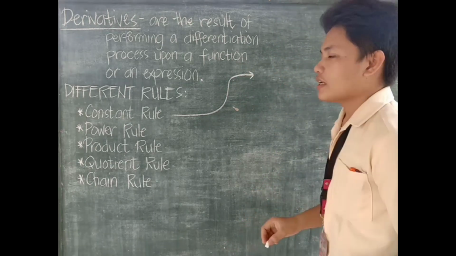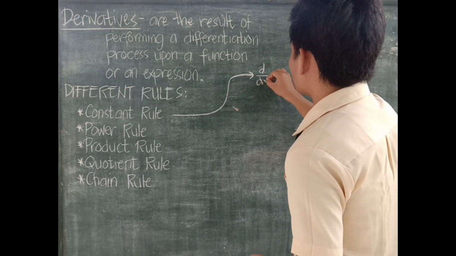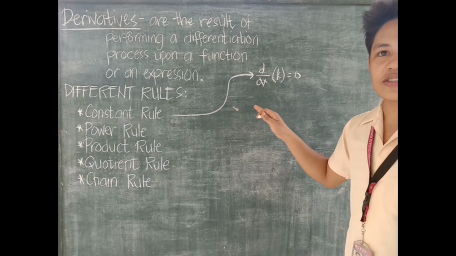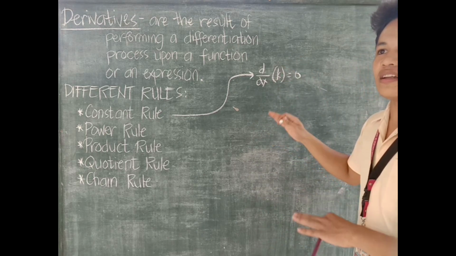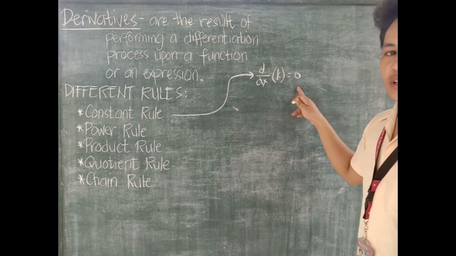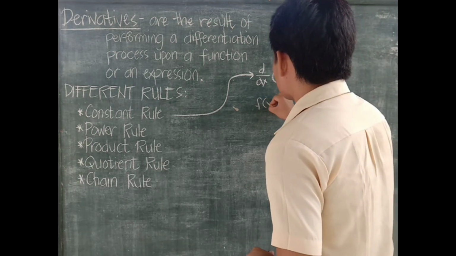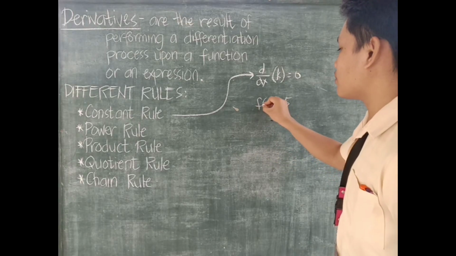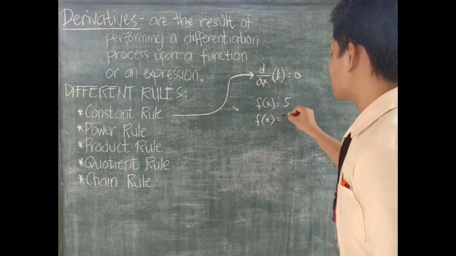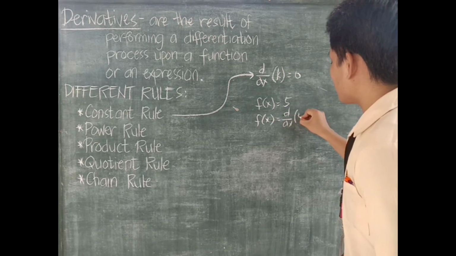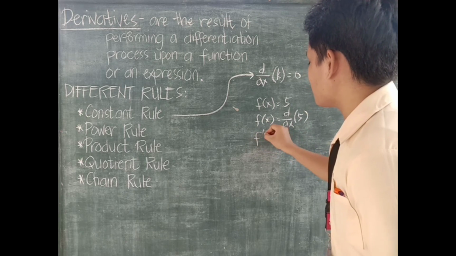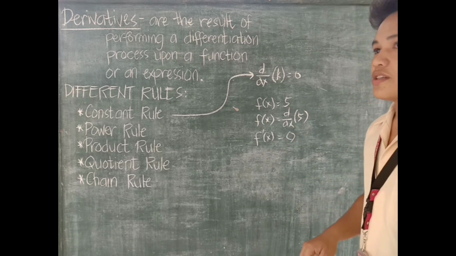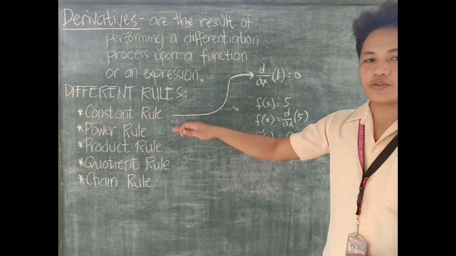When we say constant rule, it says that the derivative with respect to x of k is equal to 0. So, the derivative with respect to x of any number, where k is any number, is equal to 0. So, let's take this for example. We have f of x is equal to 5. So, when we say f of x is equal to 5, let's do the derivative. f of x is equal to the derivative with respect to x of 5, f prime of x is equal to the derivative of any number, which is equal to 0. So that's how derivatives work in the constant rule.